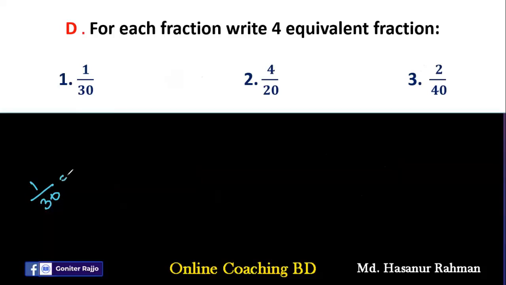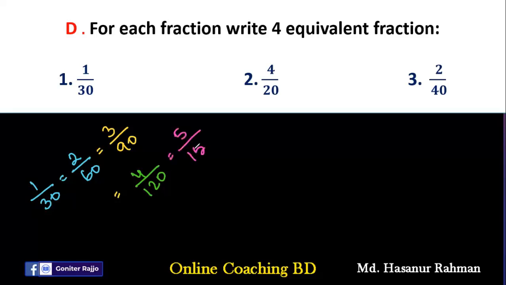Simple. So if we multiply this fraction by 2, it will be 2 1s are 2, 2 30s are 60. If we multiply this fraction by 3, it will be 3 1s are 3, 3 30s are 90. If we multiply this fraction by 4, then we will get 4 1s are 4, 4 30s are 120. If we multiply this 1 by 30 by 5, then we will get 5 1s are 5, 5 30s are 150.